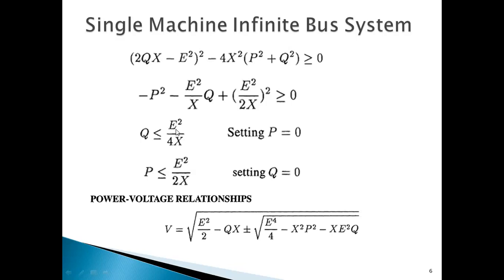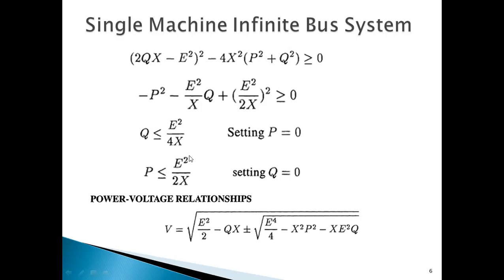So 1 by 4th of it is nothing but the short circuit power. Power is nothing but the product of voltage and current. How do we say that it is a voltage and current? E is the no load voltage and current is nothing but E divided by X. Therefore, 1/4 of this short circuit power. Now P is nothing but half of the same term, E square by 2X. How do we get the value of P? By setting Q equal to 0.